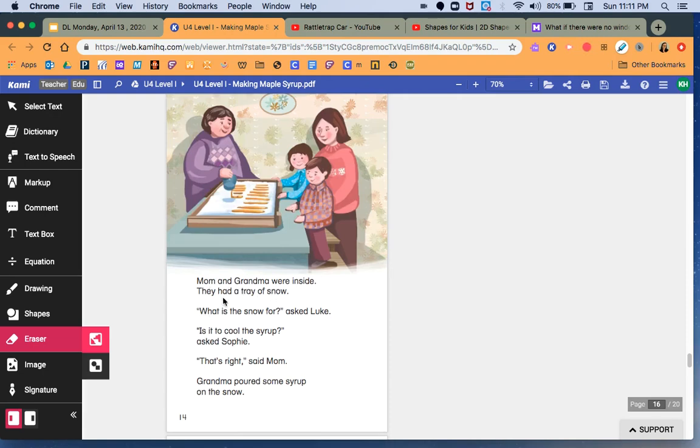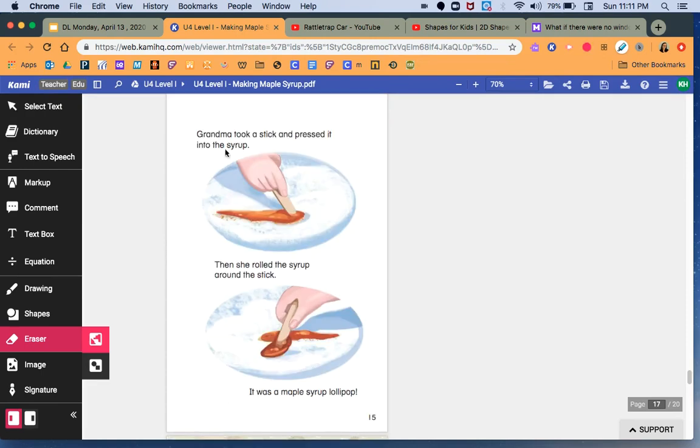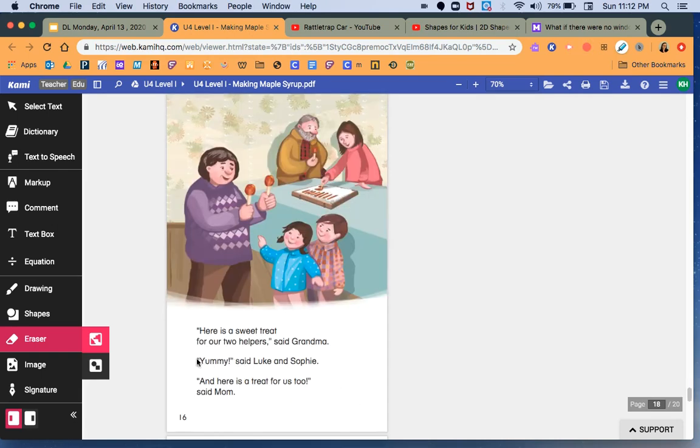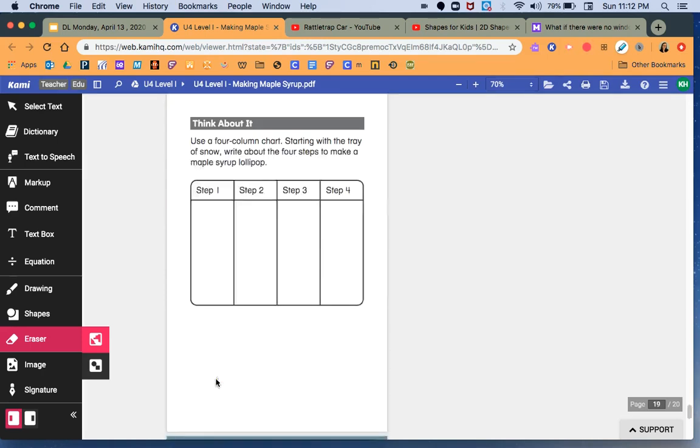Mom and Grandma were inside. They had a tray of snow. "What is the snow for?" asked Luke. "Is it to cool the syrup?" asked Sophie. "That's right," said Mom. Grandma poured some syrup in the snow. Grandma took a stick and pressed it into the syrup, and then she rolled the syrup around the stick. It was a maple syrup lollipop. "Here's a sweet treat for our two helpers," said Grandma. "Yummy," said Luke and Sophie. "And here's a treat for us too," said Mom.